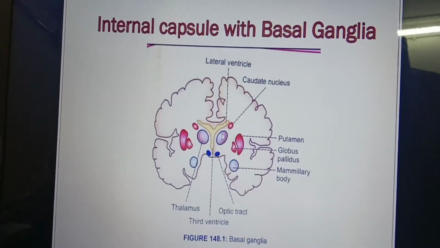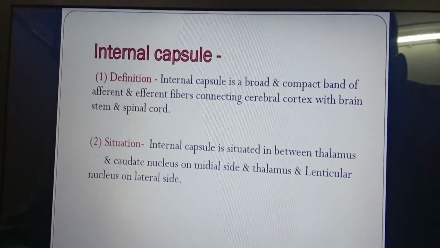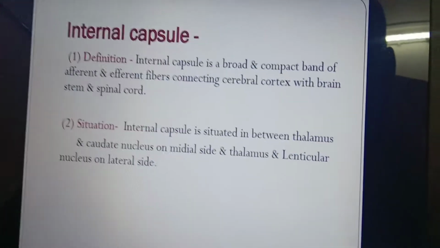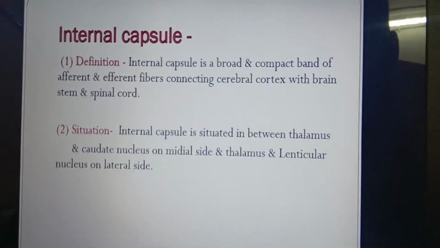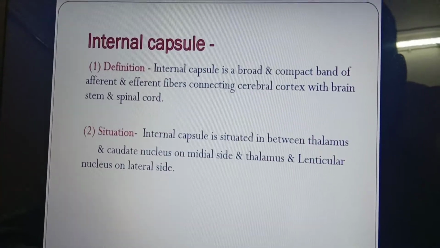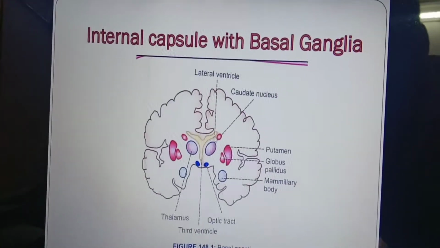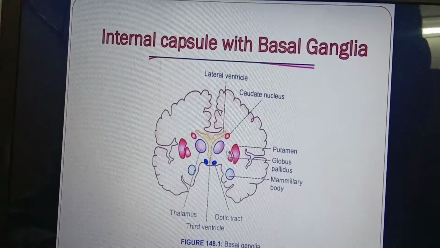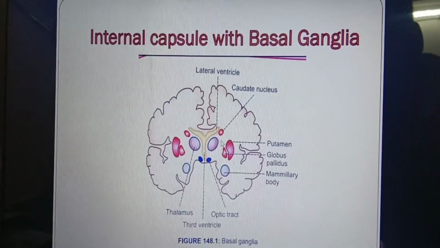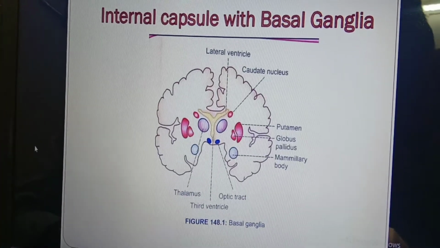So the internal capsule is present in between the thalamus and caudate nucleus on the medial side, and the thalamus and lenticular nucleus on the lateral side. It is present in between the thalamus and caudate nucleus here, and the thalamus and lenticular nucleus somewhere here on the lateral side. So this is the exact location of the internal capsule.